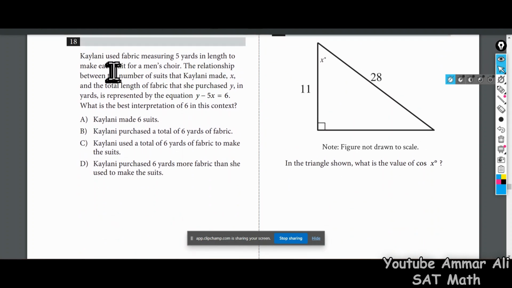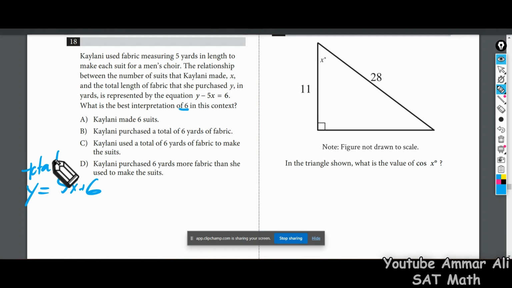Kaylani, so basically we are being asked to interpret the equation, like what it actually means in the real world. So here they're asking us what the value of 6 is in this equation. I like to rewrite it in y equals mx plus b form, because they're pretty much giving it to us in that. So y is equal to 5x plus 6. And what is y? Y represents the total length of fabric. So y is the total.